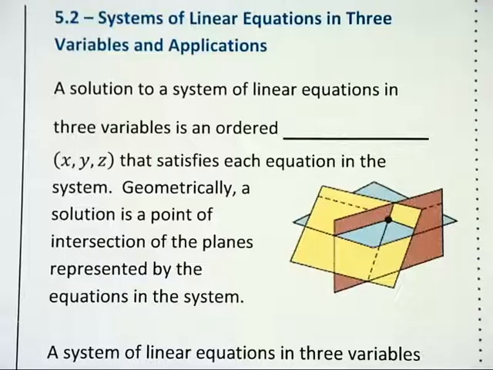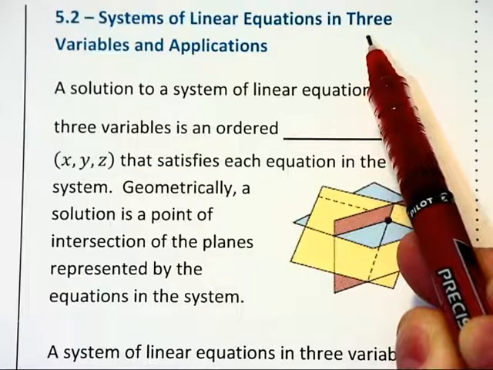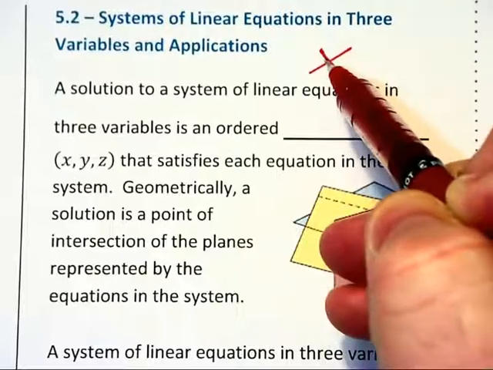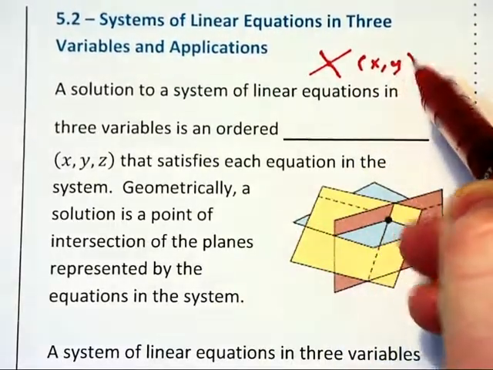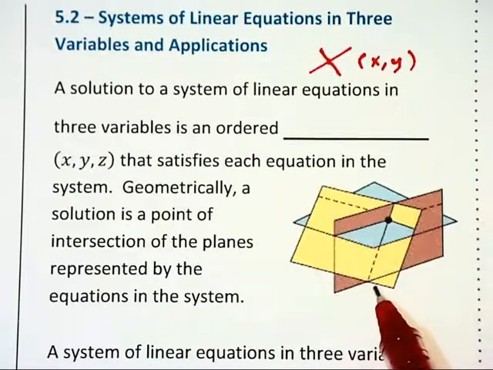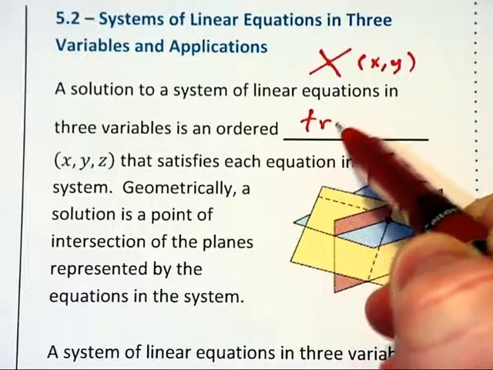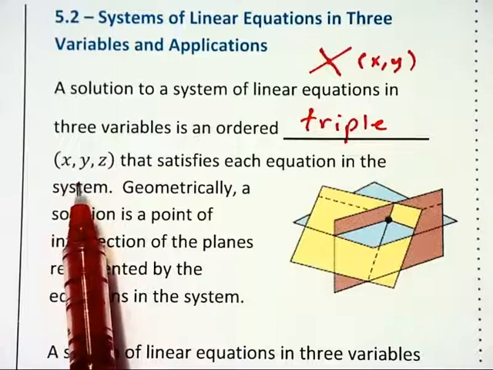In this section, we're going to begin looking at systems of three equations with three variables. You are used to finding where two lines intersect, hopefully at a point (x, y). But now we're going to be having three planes, and they're going to intersect at an ordered triple, which is of the form (x, y, z).